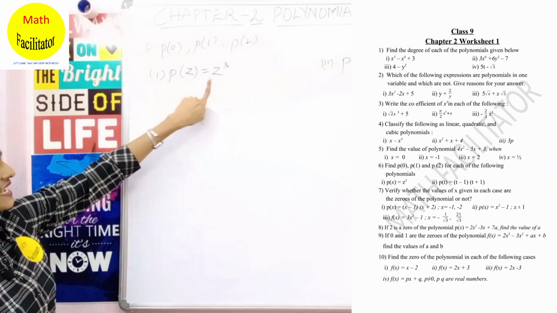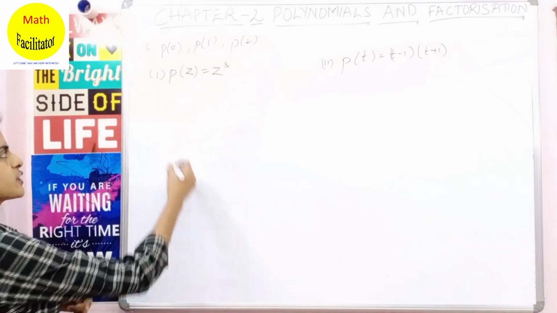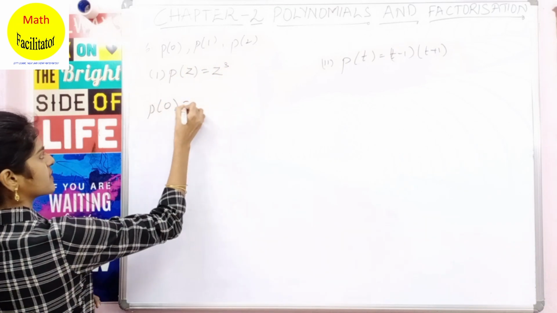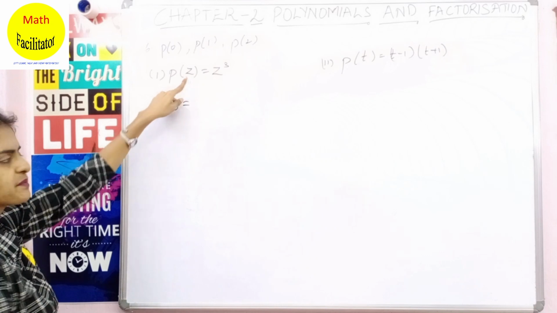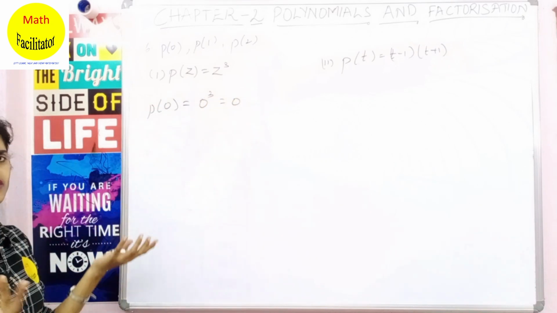So p of z is z cube, and you have to find p of 0, p of 1, p of 2. Okay, so what is p of 0? P of 0 is nothing but substituting 0 in the place of z. Okay, so it is 0 cube. So 0 cube is nothing but 0, 0 into 0 into 0 is 0.